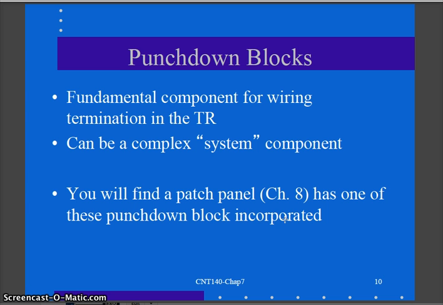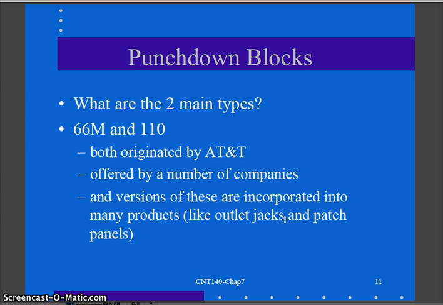Punch down blocks. This is the fundamental component for terminating the telecommunications wiring, the horizontal cabling coming from our work areas. And we have punch down blocks, and we also have patch panels. Well, patch panels will be the main focus of Chapter 8. So we're not going to talk about a whole lot in Chapter 7, but we'll kind of get going in that direction. So our punch down blocks, the two main types we have are the 66 and the 110. Both are from AT&T, both from supporting phone systems and eventually adapting to data. A number of different companies make these now, but these were kind of originally developed by AT&T.